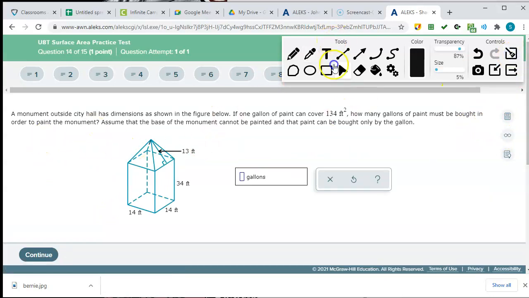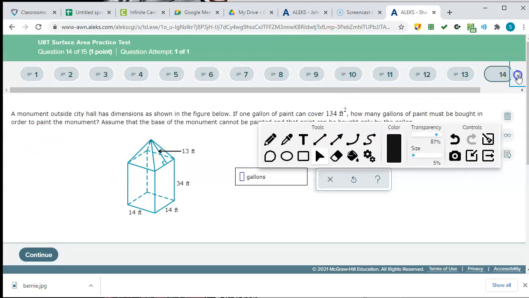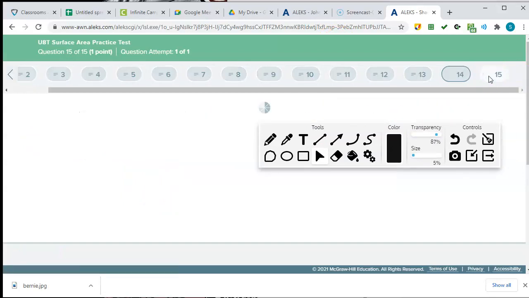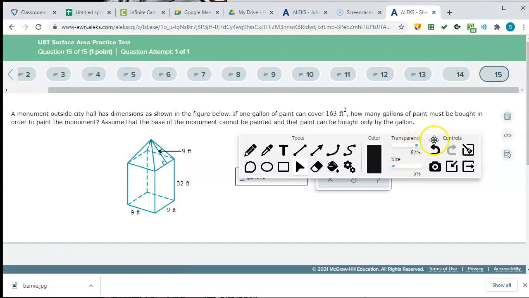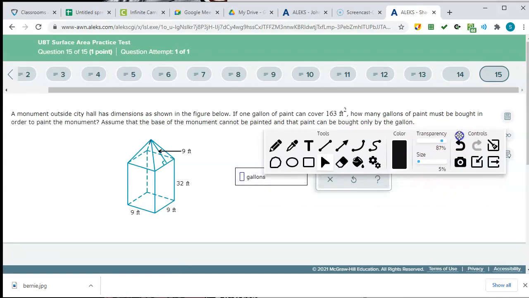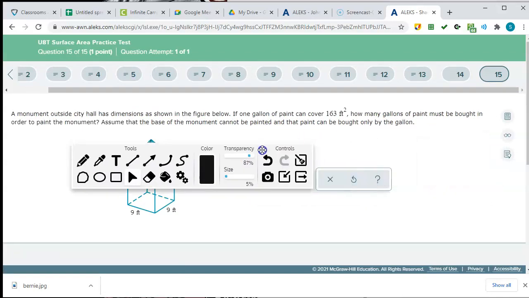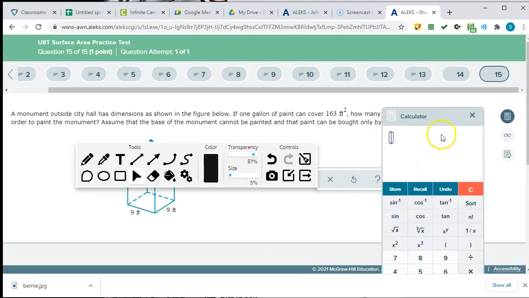This one, and I believe we got this question, and let's see what those last 2 ones are. Talk me through it. Okay, I'm going to use the calculator. It's 288.